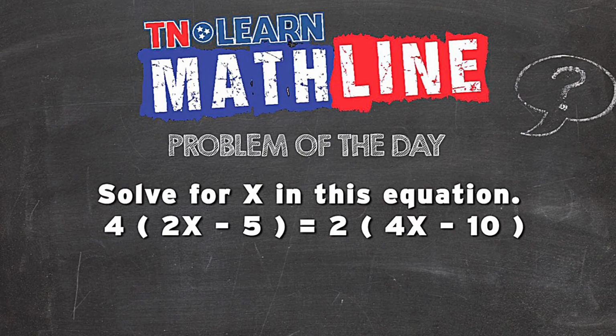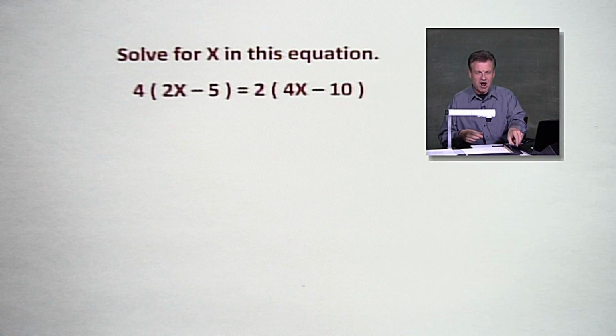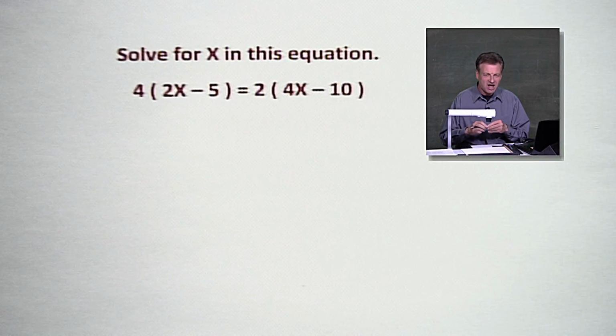Again, solve for x in this equation: 4 times 2x minus 5 in parentheses, equaling 2 times, in parentheses, 4x minus 10. We're going to look for x, all right? Try to figure out what's going on there. So let's check and see what we've got going here. Let's take a look at this problem here. We've got it ready and mapped out for us, all looking good.